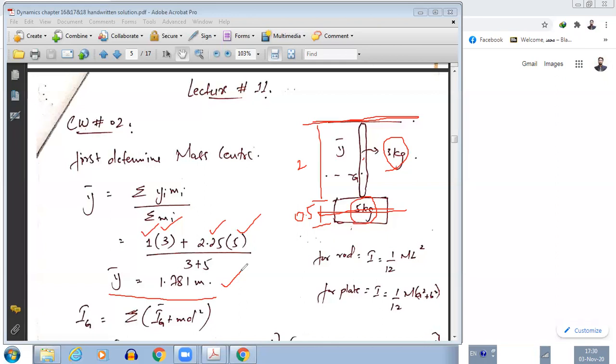Is there anyone for whom this step is not clear? Okay. So the first thing was that we determined the mass center. The mass center is y bar. Now let's move ahead. Let's move forward.